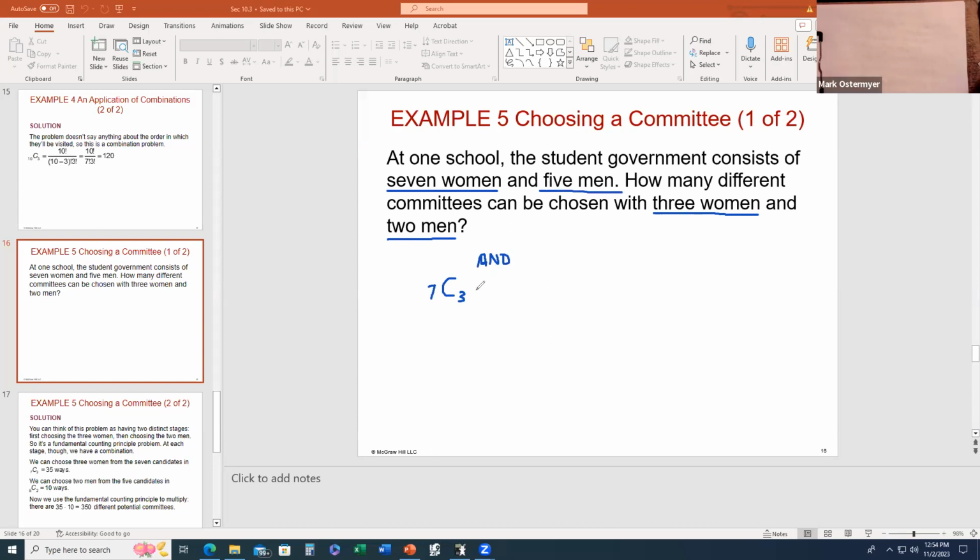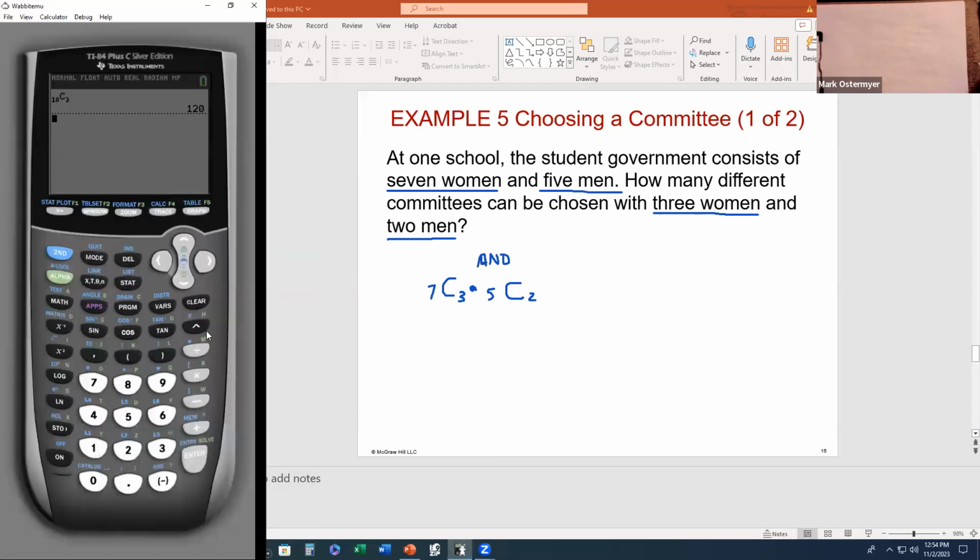So "and" means multiplication. So 7 in combination with 3, our ways of selecting our women, times 5 in combination with 2, the fact that we need 2 of them, our ways of selecting the 2 men. So what we've got to do is multiply these together, and we will have enumerated all the ways of forming a committee of size 5 from the 7 women and the 5 men. Okay, so let's get on our calculator and show ourselves how to dial this up.